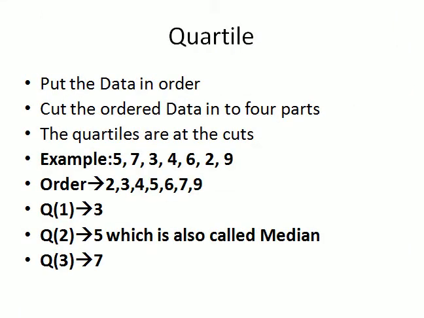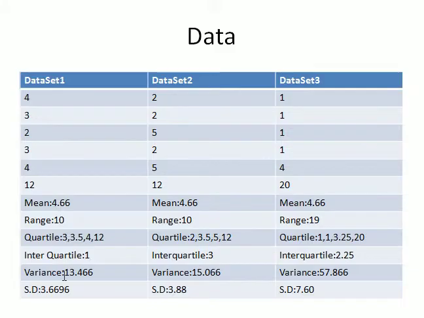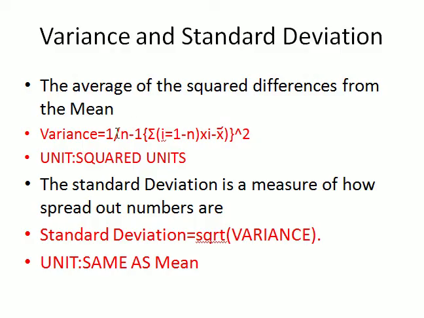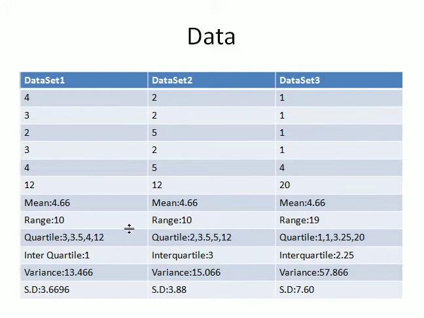This is how to calculate the quartile, this is how to calculate the interquartile range, and then the variance, and then the standard deviation. For variance, this is the formula, and standard deviation is the square root of variance. I have calculated all these things. So as we concluded, standard deviation is a good measure of variability.